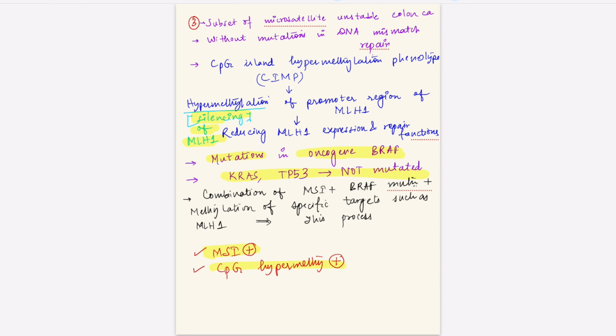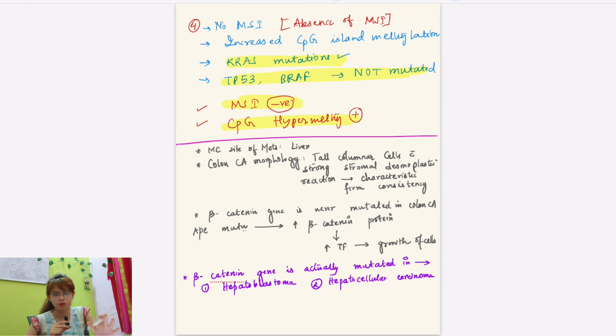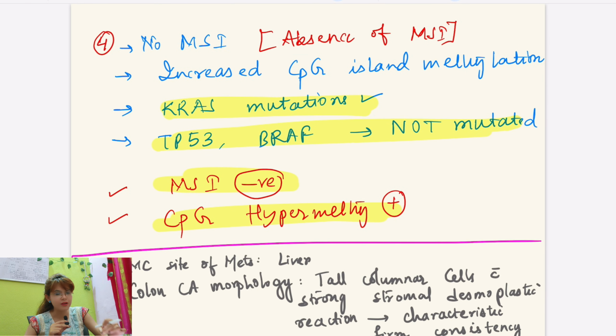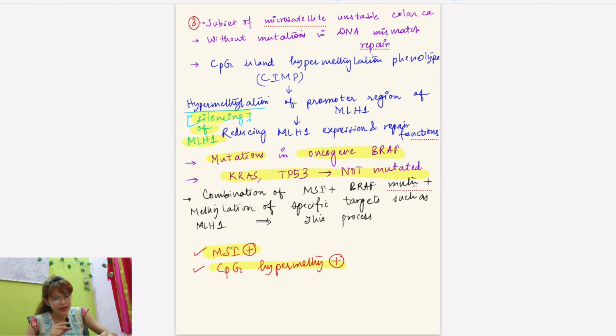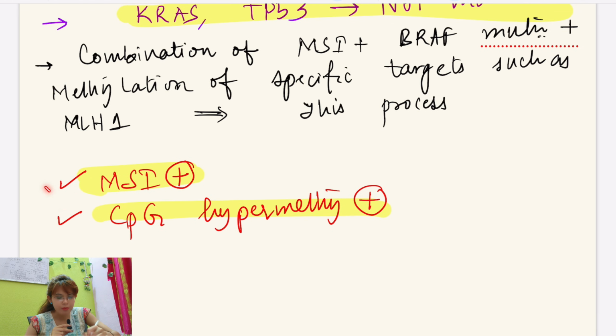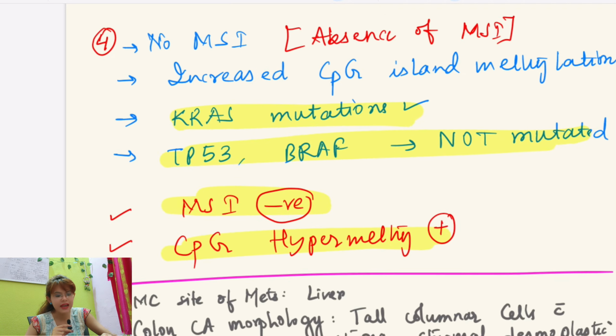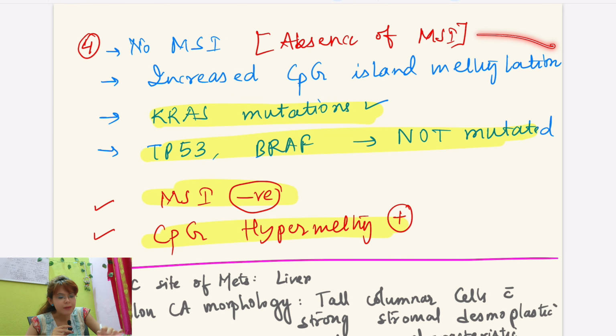Okay, now there is also a fourth pathway. I did not tell you about this earlier because otherwise you would have got completely confused. Now just separate this pathway from the other pathways. So this is the number 4 pathway. What happens here is there is no MSI. Here there is absence of microsatellite instability, but there is hypermethylation going on over here. In the previous pathway, MSI was positive, along with that hypermethylation was also positive. So there both are positive, but here MSI is absent but hypermethylation is positive.